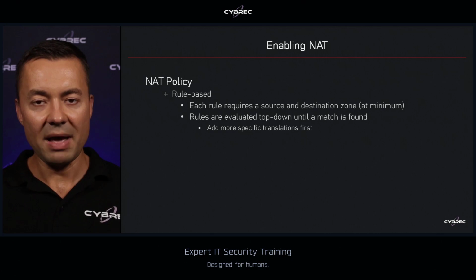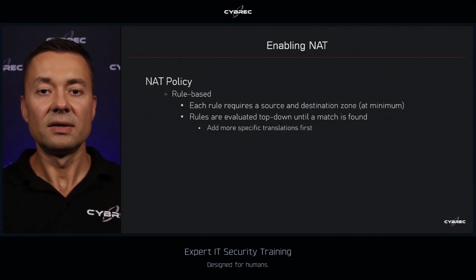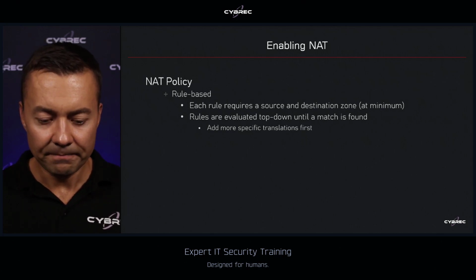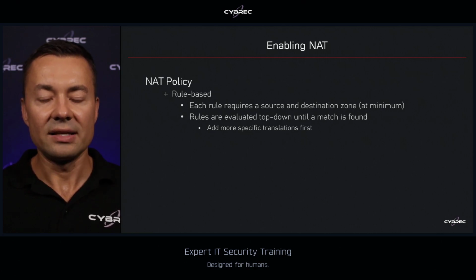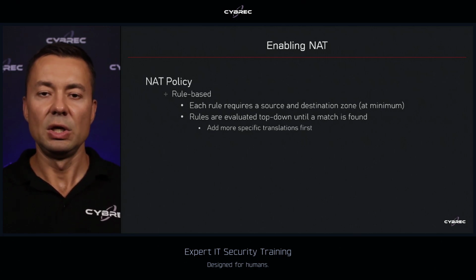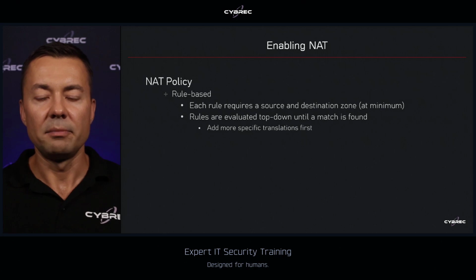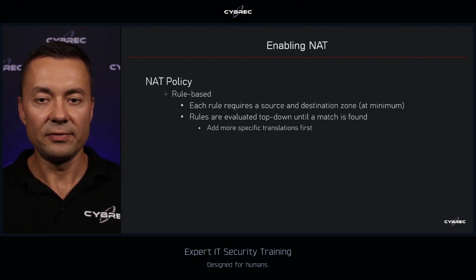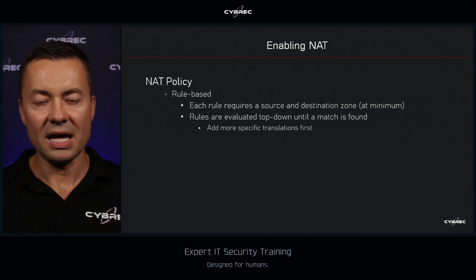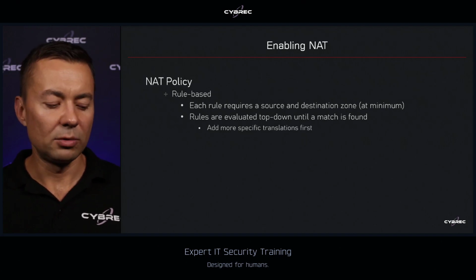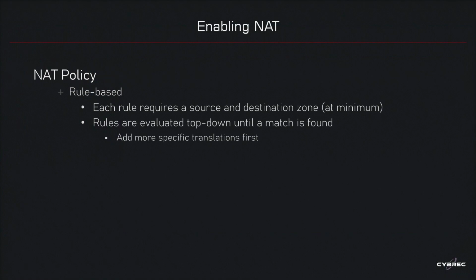If we don't have a match, we will evaluate subsequent rules in the policy, which also means that for any type of specific translations, you should always put them first in the policy before any type of broader rules. If we don't have a match in the translation table, we will not perform a NAT at all.